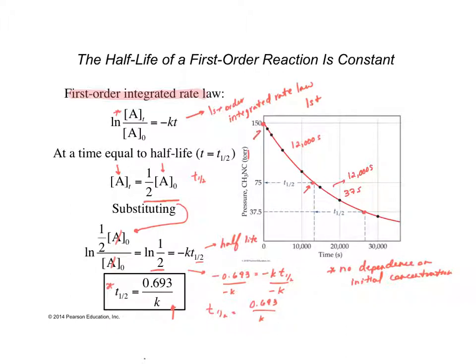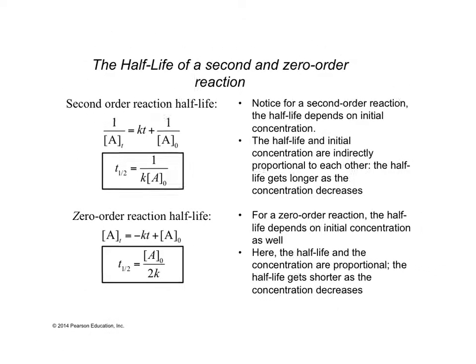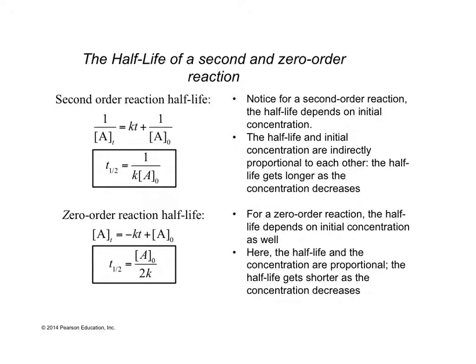Each half-life is going to again be the exact same value over and over and over again. This is unique for first order reactions. This is not going to happen for second and third, okay? So again, the half-life expression depends only on the rate constant and is independent of the initial concentration. Okay, so now what happens to second order and zero order half-life expressions?